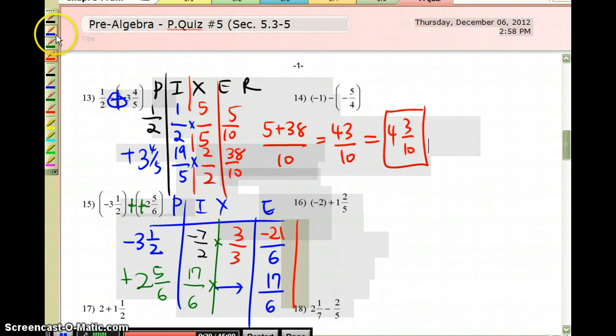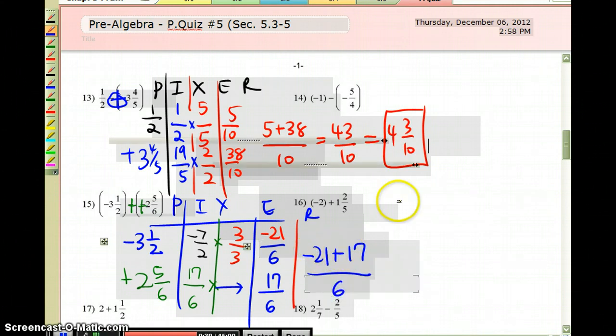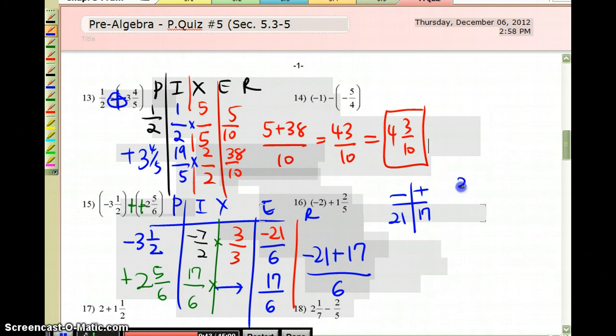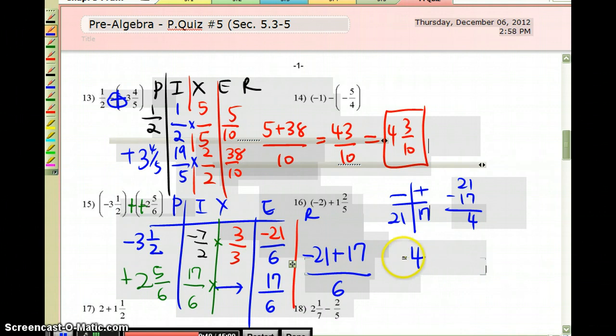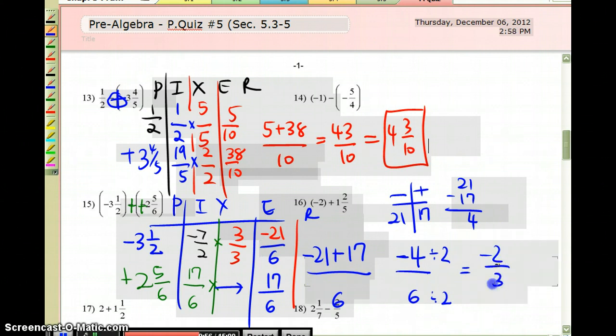Then I'm going to do R for P.I.X.E.R., and then I'm going to reduce that. Negative 21, I'm going to add it with 17 over 6. Negative 21 plus 17, I'm going to use my T for teams to help me. 17 is positive, 21 is negative. And when I figure out the difference between the scores, 4 is my answer. And that's the difference, and the negative team wins, over 6. I can reduce this problem to negative 2 over 3. My final answer for number 15.